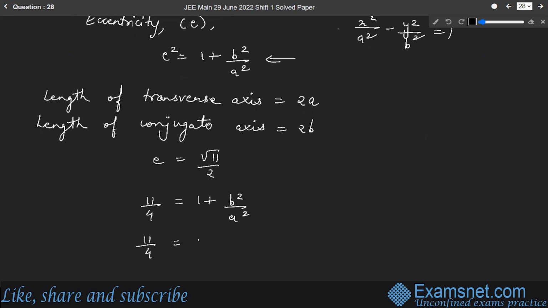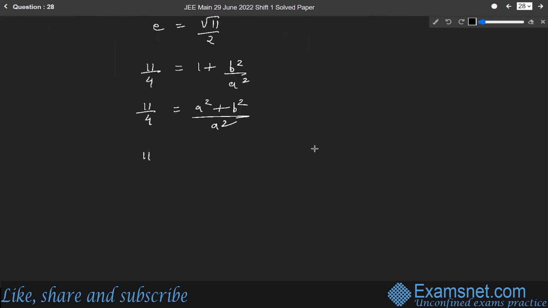11 by 4 will be equal to a square plus b square upon a square. Now on cross multiplying, we get 11a square is equal to 4a square plus 4b square, right? So it will be 11a square minus 4a square is equal to 4b square. 11 minus 4 is 7. So 7a square is equal to 4b square. So we have formed a relation here.